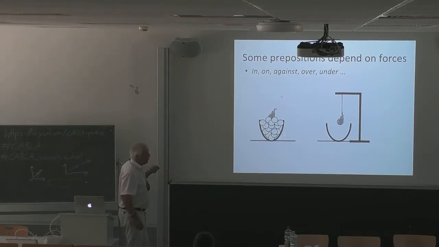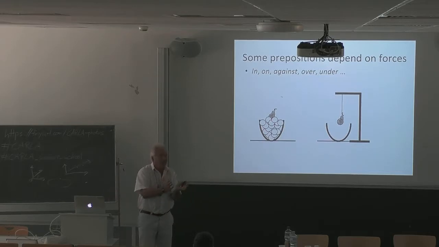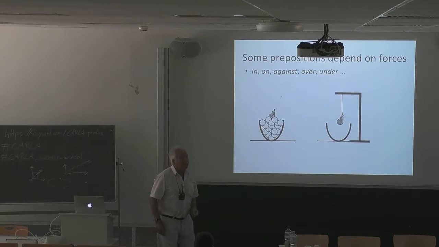If you move the bowl here, then you move these apples or whatever they are, and the pear will move. If you move the bowl here, the pear won't move. So the container is exerting some kind of force on the pear. That's a kind of control. And that's the force relation here.